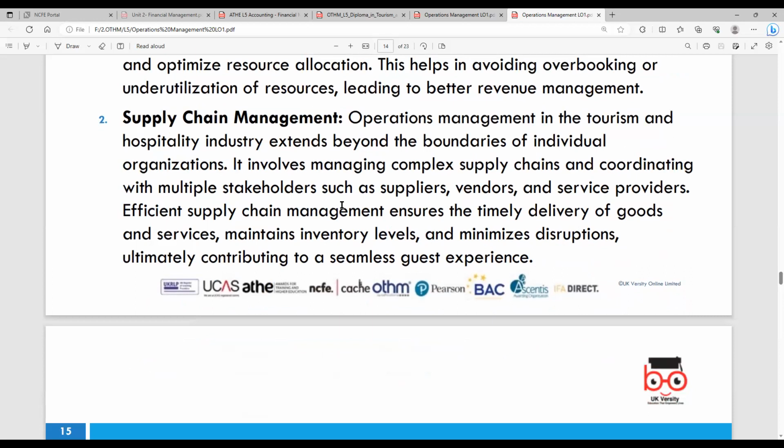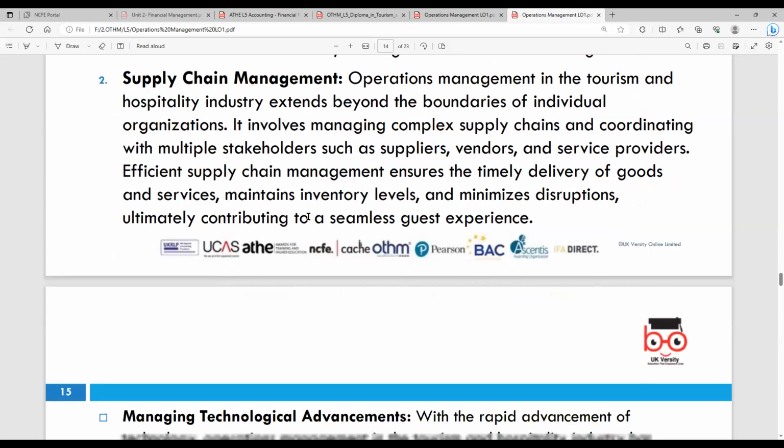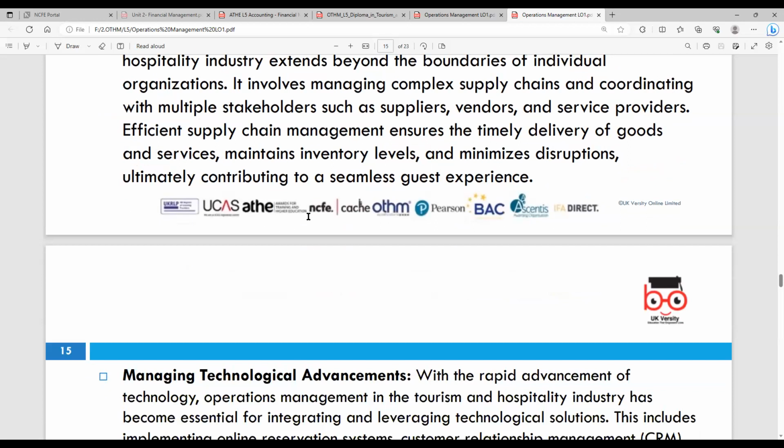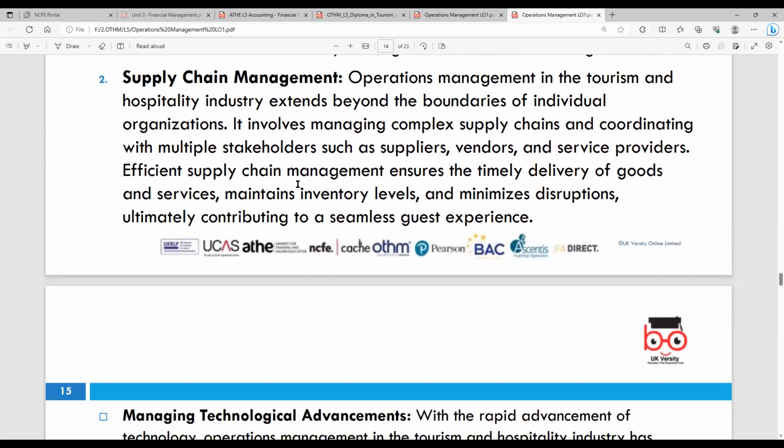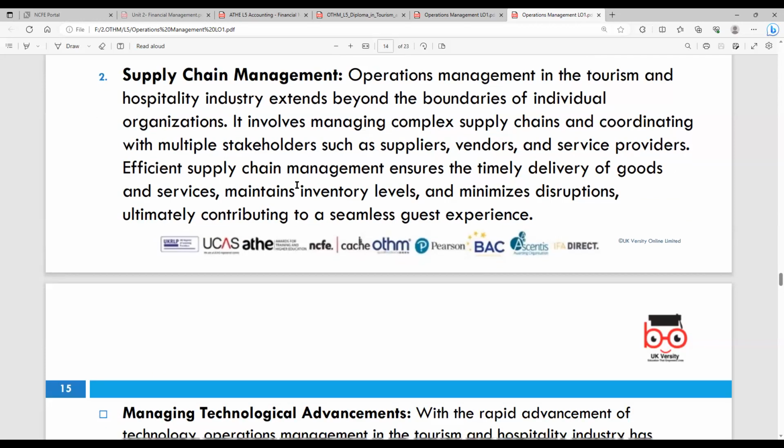So the main function of operations management in tourism and hospitality management is to look beyond the boundaries of the individual organization, making sure that the supply chain, from one end to the other, has continuous coordination with the different stakeholders, like suppliers, vendors and service providers, so that it is not broken. Supply chain looks at maintaining inventory levels or the supply of materials and goods, and minimizing disruption of the resources, making sure all this is controlled. All of this is towards the end of the finished product, making sure there is no disruption to any of these supply materials, labor or machines. So everything is working smoothly from one end to the other. So supply chain is very important.